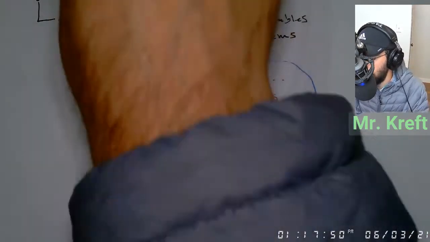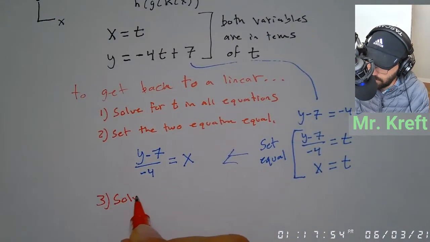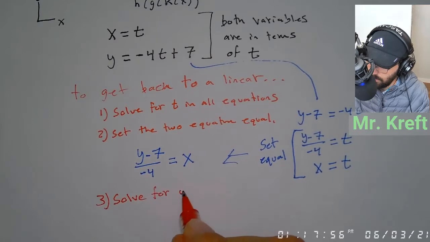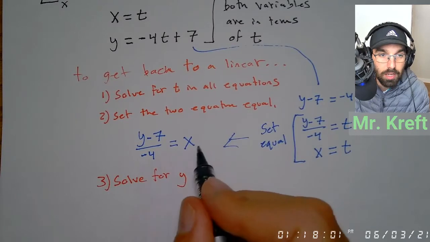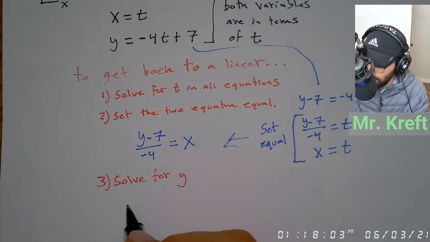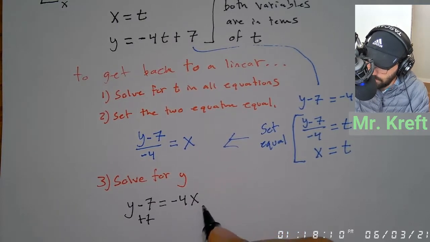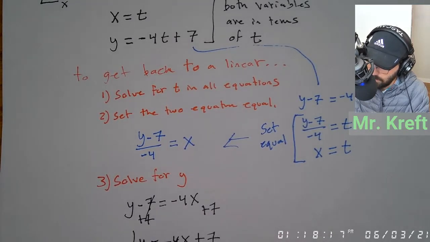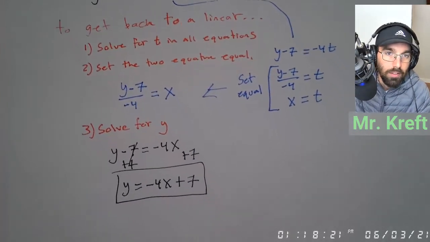Okay, and then my last step here is going to be solve for y. So I multiply both sides by negative 4. So I get y minus 7 equals negative 4x. And then I add 7. And I get y equals negative 4x plus 7. Okay. So again, pretty boring.